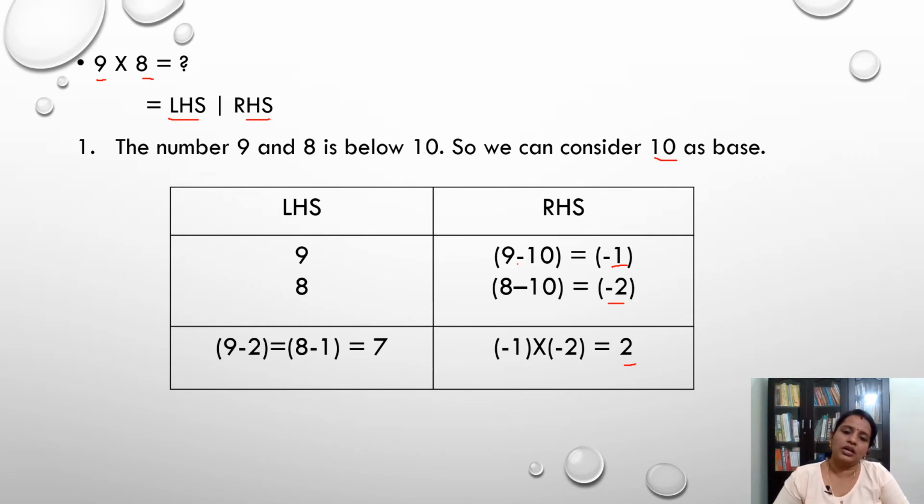I'll go for multiplying these two values which I have got by finding the difference between the number and the base. It's 2. Minus 1 into minus 2 is 2. For my LHS, I'm going to do cross addition. Yeah, I'm going to add it, but the number on my RHS is the negative number, so I will be subtracting it. Just consider it as cross addition.